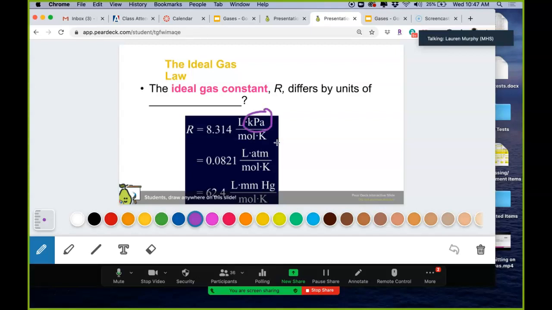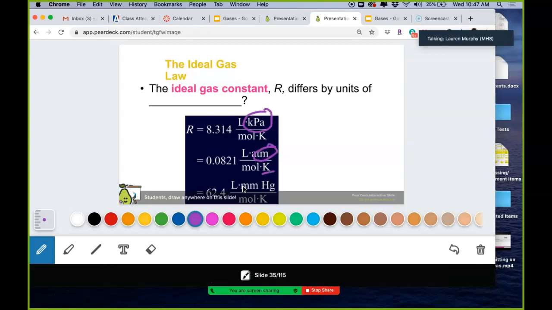This one is kilopascals. This one is atmospheres. This one is millimeters of mercury, which could also be called torr. So if you have kilopascals, use this constant. If you have atmospheres, use this constant. If you have torr, use this constant.